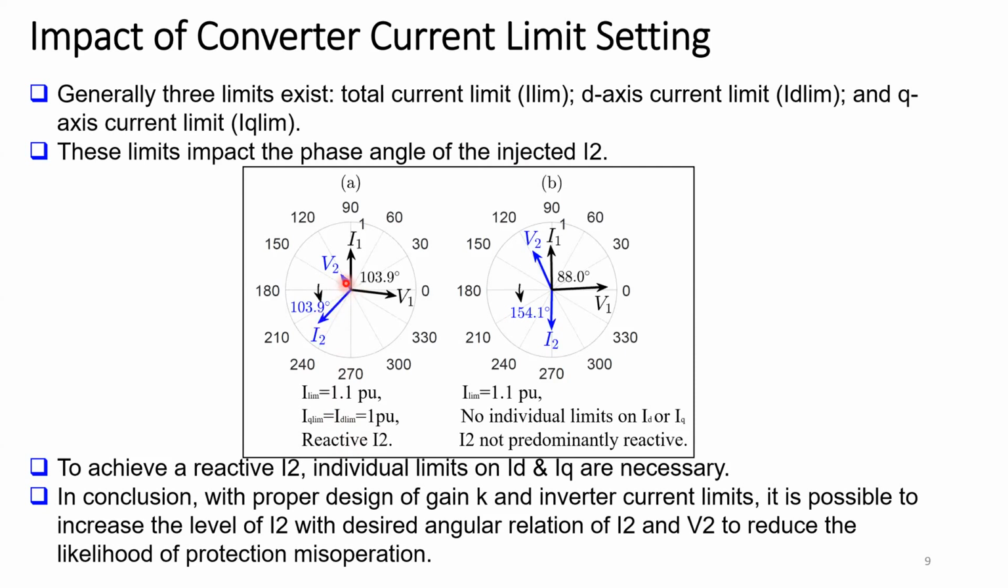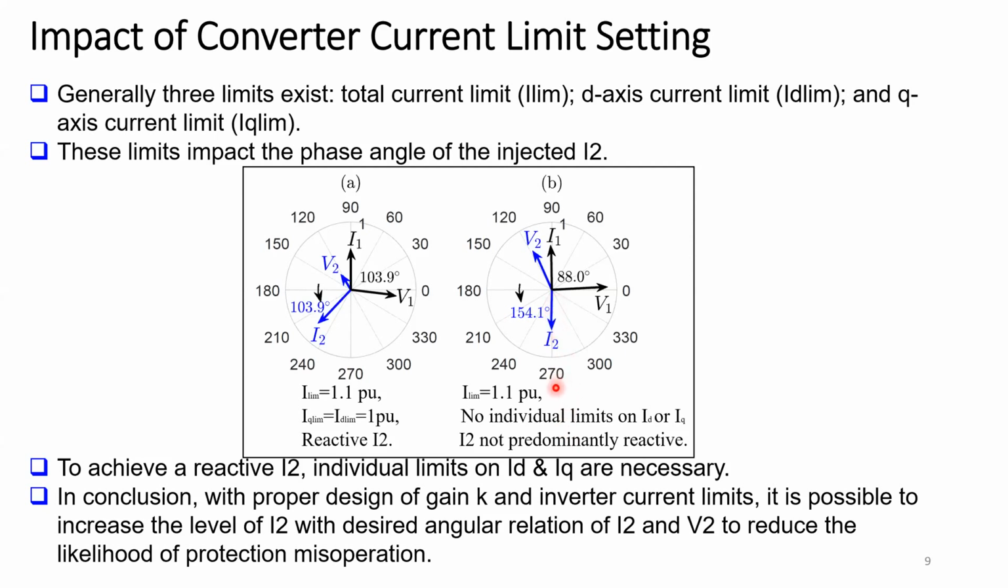So basically, the desired phase angle is achieved. But in the other scenario, we only impose the converter total current limit, and there are no individual limits on ID or IQ. In this case, the converter is unable to produce a predominantly reactive negative sequence current.